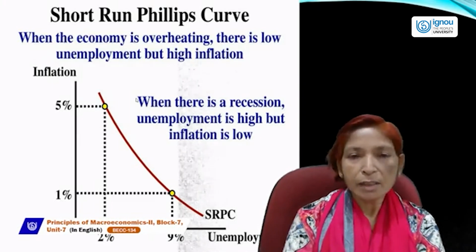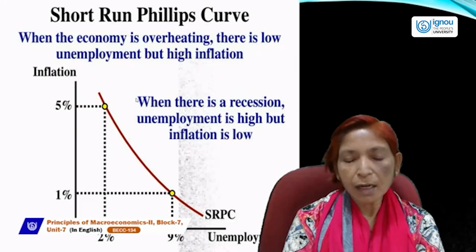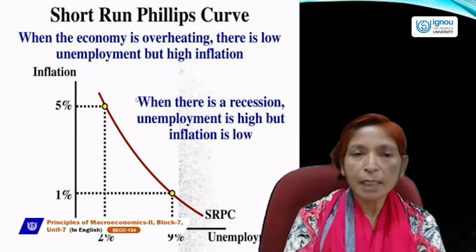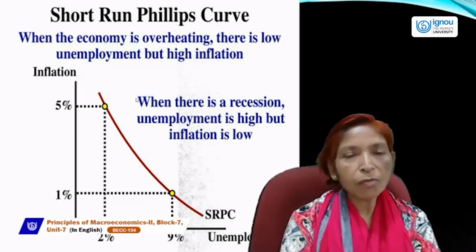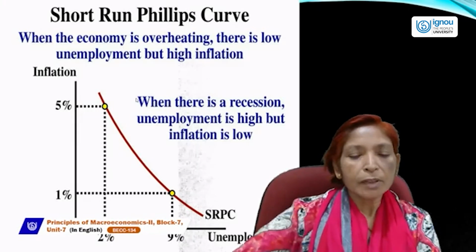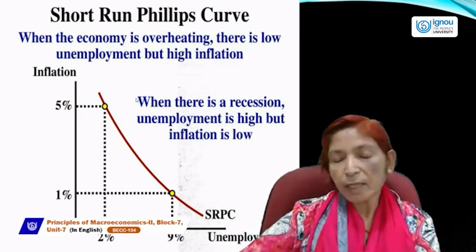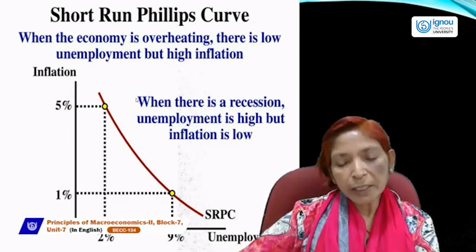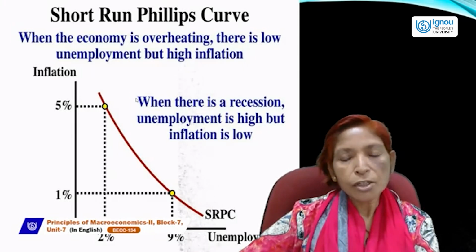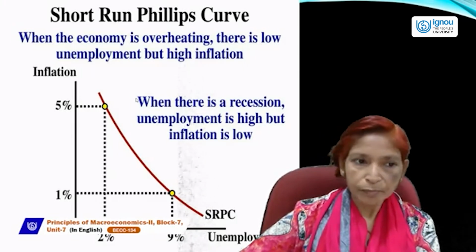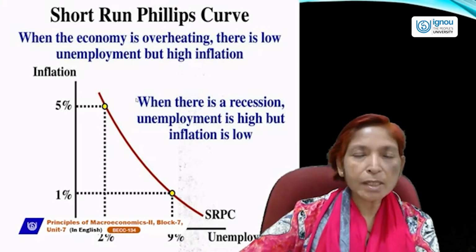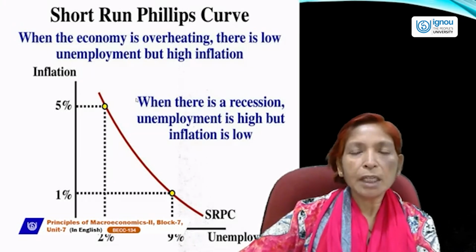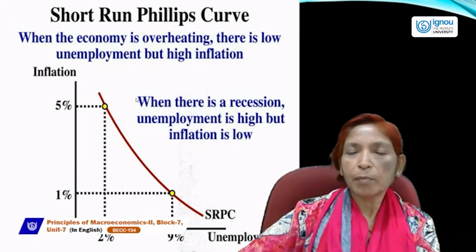So if inflation increases, unemployment falls. If inflation falls, unemployment rises. This is the downward sloping Phillips curve, which is known as the short run Phillips curve. Here SRPC stands for short run Phillips curve. And this curve is always downward sloping because it shows the trade-off between inflation and unemployment.